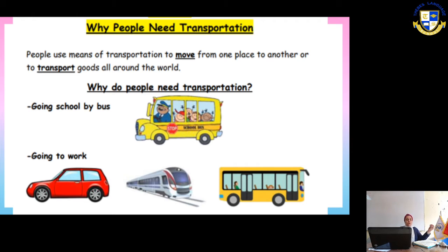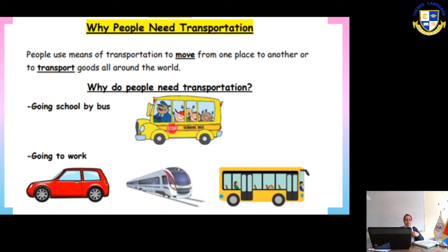Which means, what are goods? The things that we need. Maybe foods, maybe clothes, maybe everything that we need. So we transport, we move it from one place to another. Again, why do people need transportation?